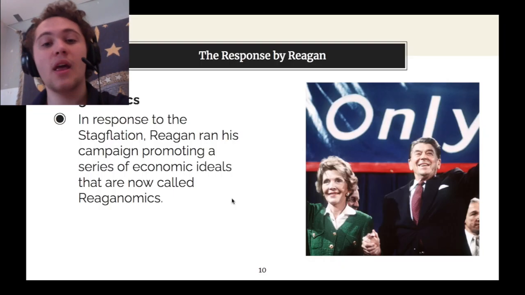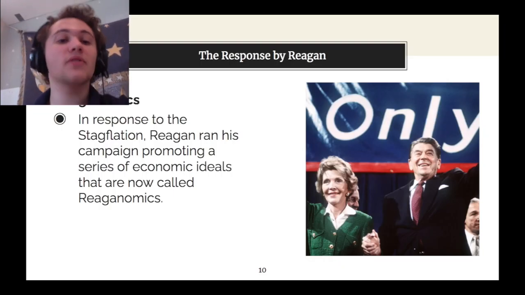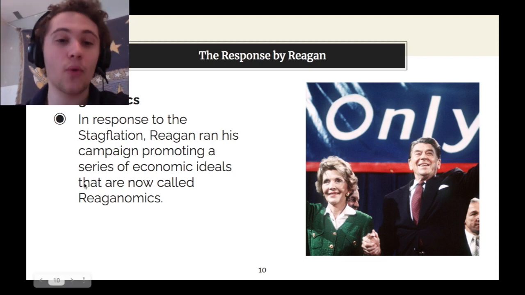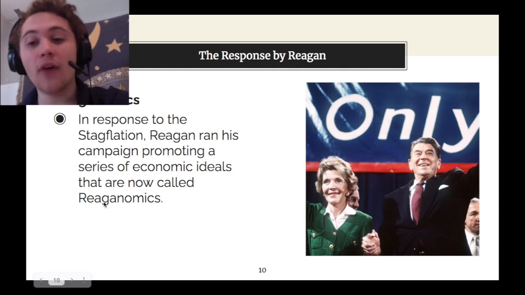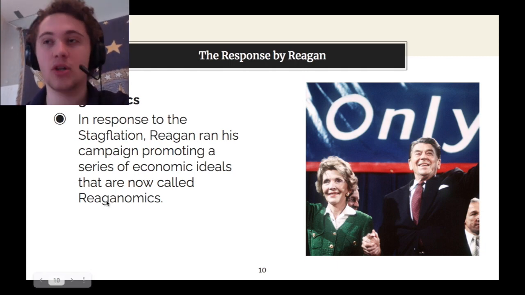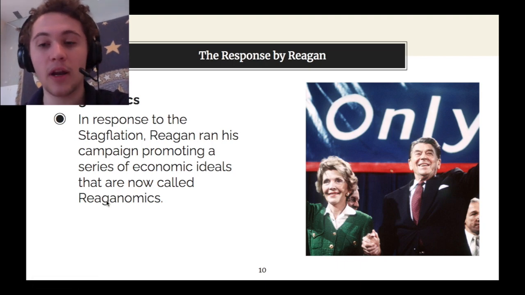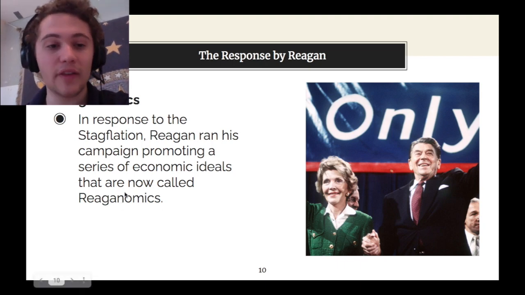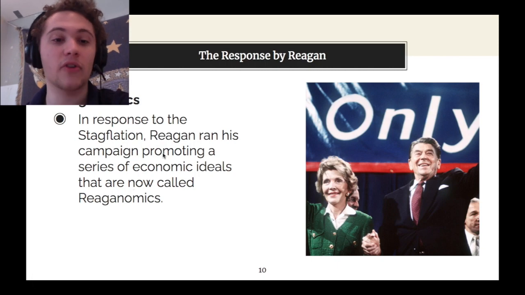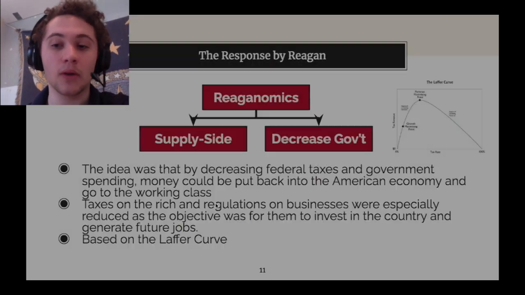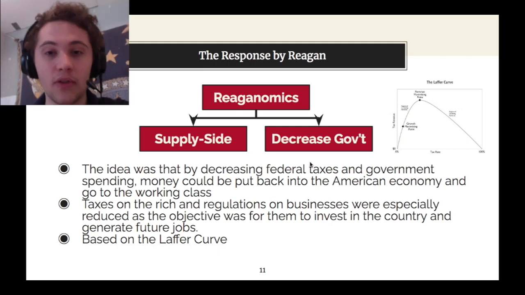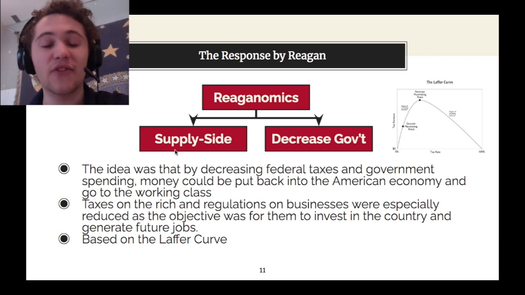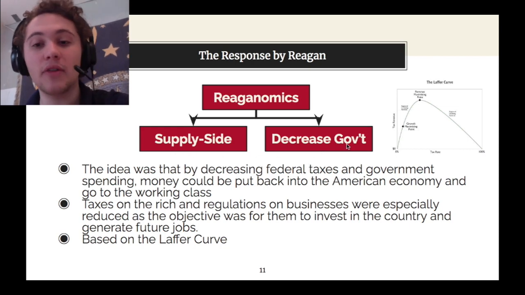What is it? So basically, I would say that Reaganomics is a response to stagflation. Reagan ran a campaign promoting a series of economic ideas which offered a solution to the stagnation and to the oil crisis that had been taking place in the 70s, and that is what's called Reaganomics, a series of economic ideals. And these economic ideals are often divided into four, but we're going to talk about two of these main factors, which is the idea of supply side economics and decreasing the power and the spending of government.